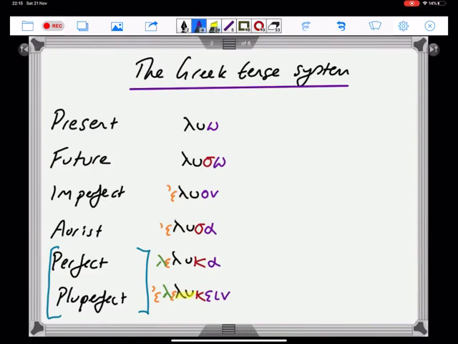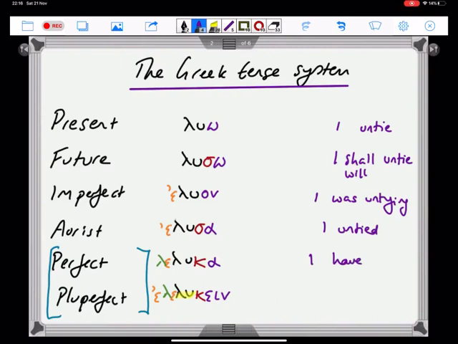What do they mean? Luo, I untie. Luso, I shall untie. For the difference between shall and will, look at Google. I'm a pedant. I don't mind if you say will, but I will probably stick to shall. Imperfect, I was untying. Aorist, I untied. Perfect, I have untied. Pluperfect, I had untied.